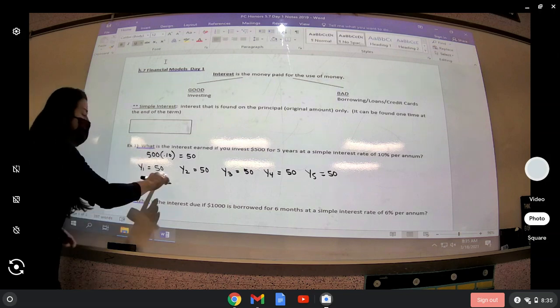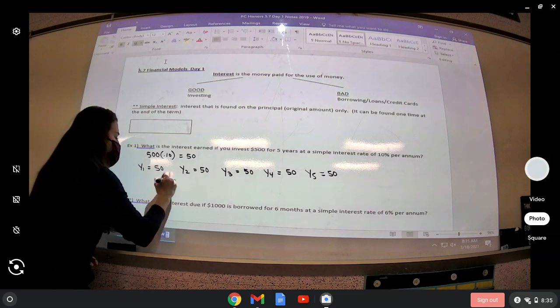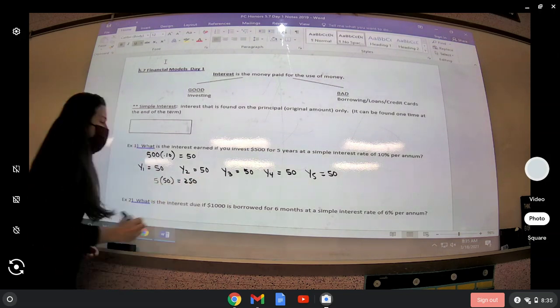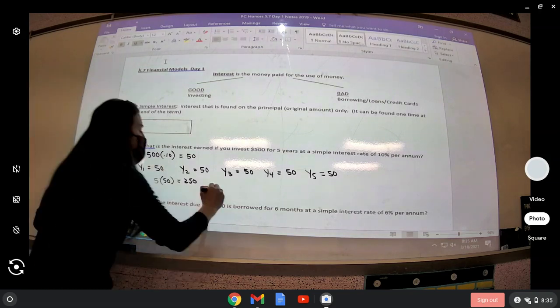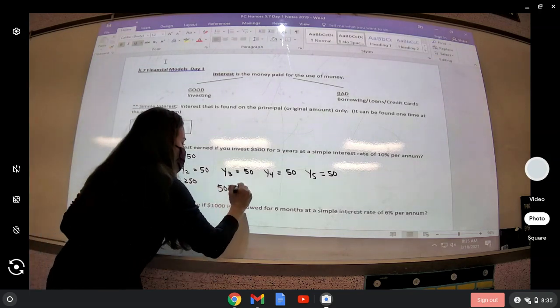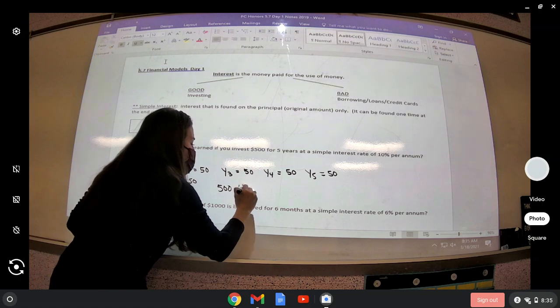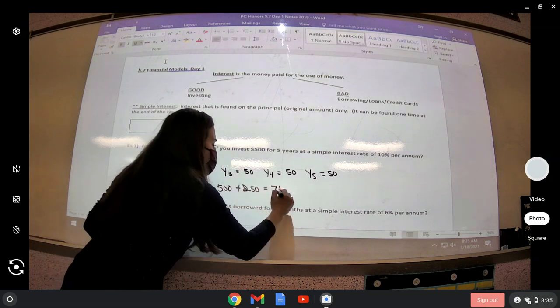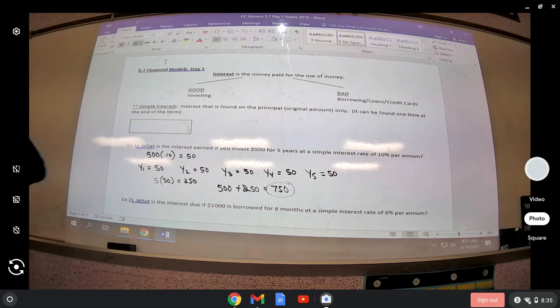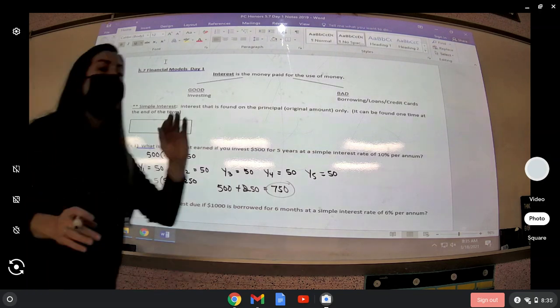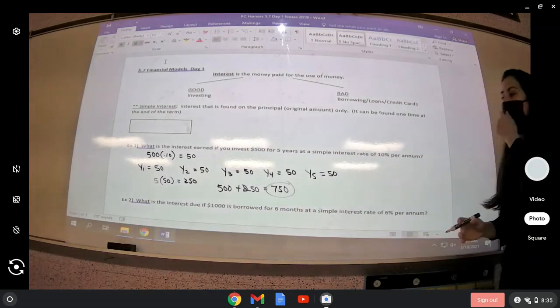So now that the term is over, that's what? That's 5 times 50. That's 250 bucks. Now they added it. So now you have your $500 plus the 250 you earned in interest. Now after 5 years, you would see a total of $750 in your account.